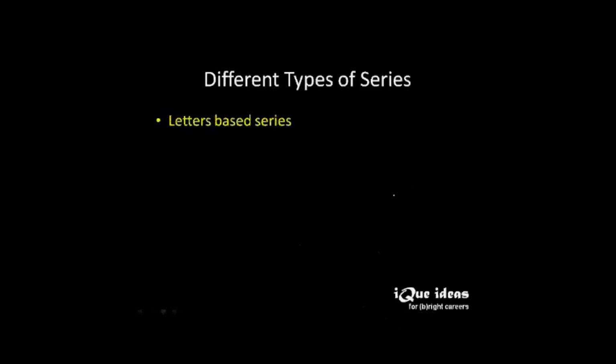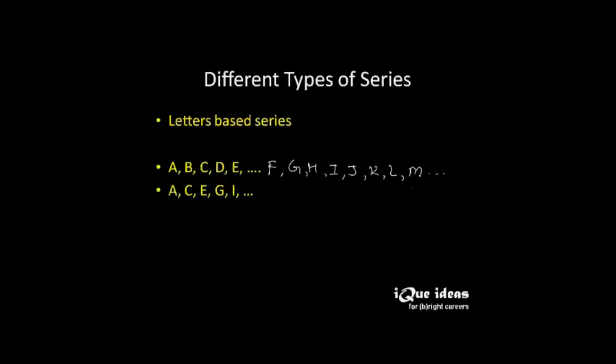Nothing great in this. The second kind of series which may come in an examination is a series based on letters of the English alphabet. Let us take a very simple series to understand what I mean. Given the letters A, B, C, D and E, we automatically know that the next few must be F, G, H, I, J, K, L, M and so on. Or given the letters A, C, E, G and I, we know that the next couple of letters must be K, M and so on.